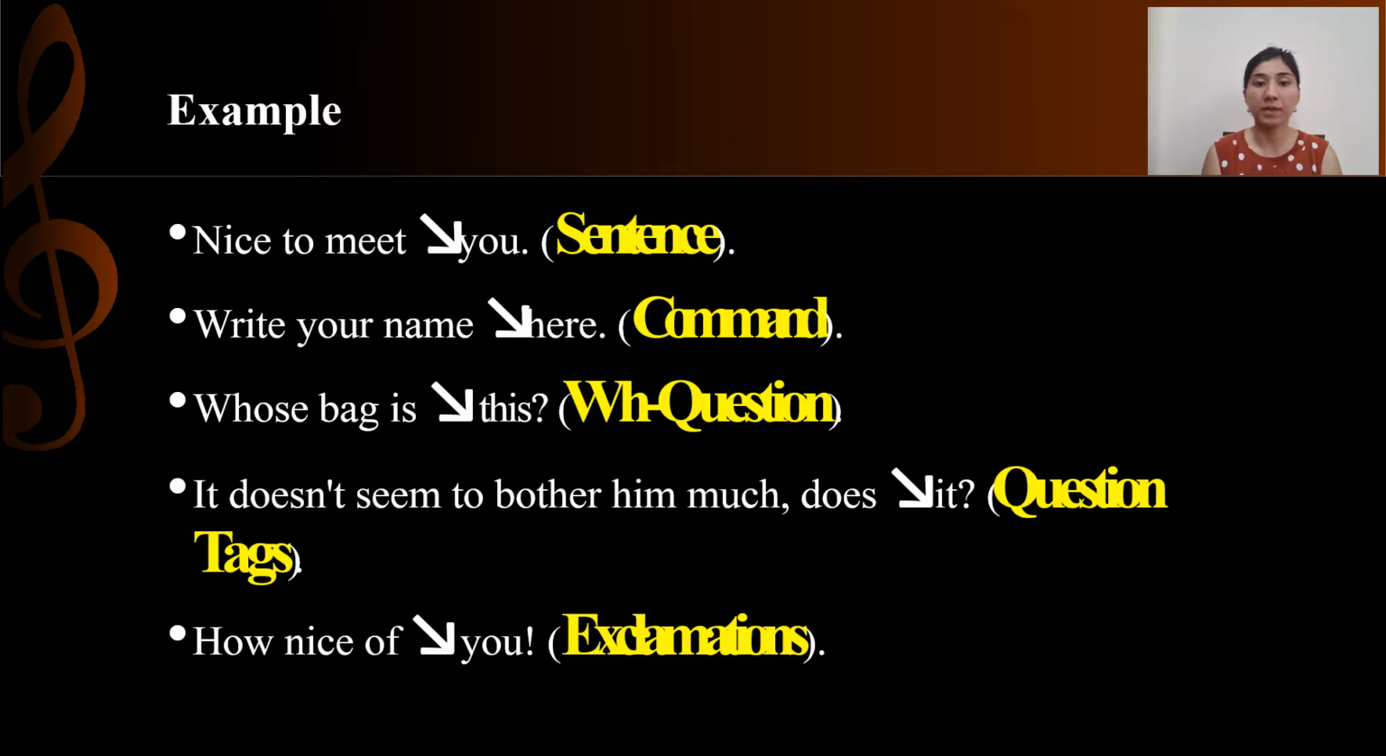In a simple sentence, we use the falling tone. Nice to meet you. You see, nice to meet you. There is a falling tone. Then when you are going to make a command, write your name here. Write your name here. There is a falling tone. In wh-questions, whose bag is this? Whose bag is this? Or the question tags. It doesn't seem to bother him much, does it? See, does it? Again, you can see the falling tone. Or in exclamations. How nice of you! How nice of you! Again, you can see the falling tone.